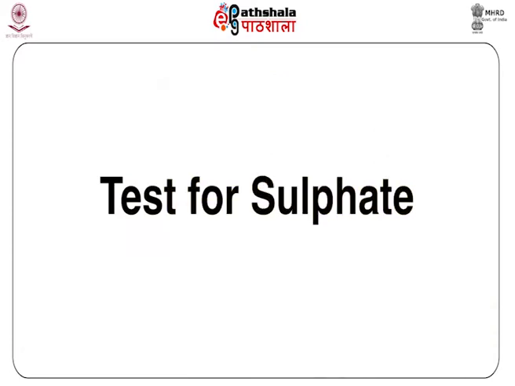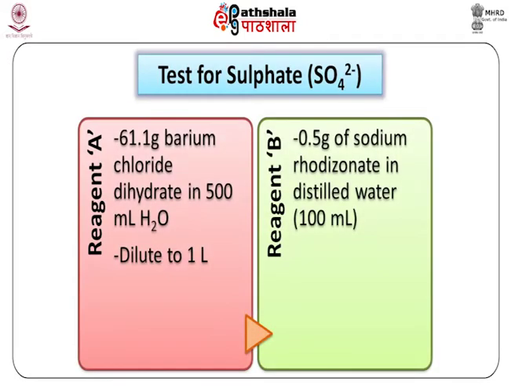Next is the test for sulphate. Before performing the test for sulphate ion, we have to prepare the following two reagents. Reagent A is prepared by dissolving 61.1 grams of barium chloride dihydrate in 500 ml of distilled water and then diluting it to 1 liter. Reagent B is freshly prepared by dissolving 0.5 grams of sodium rhodizonate in distilled water.